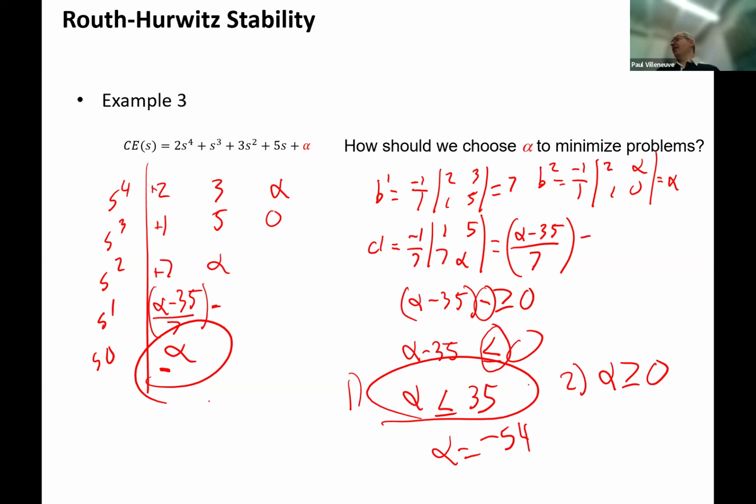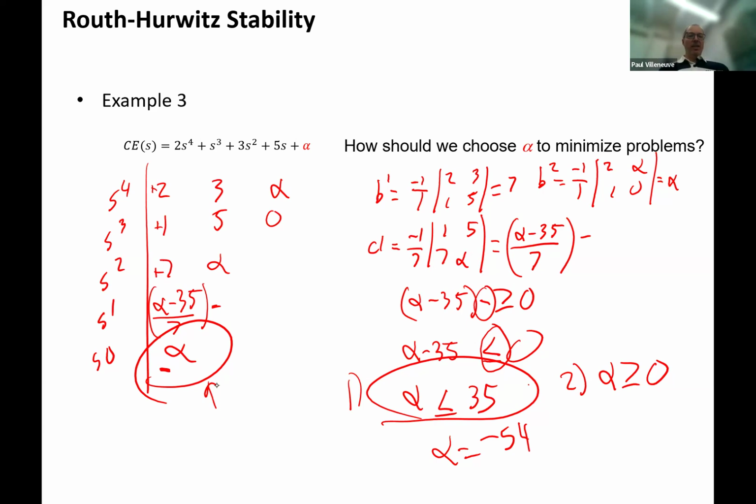Any sign change means a pole in the right-hand half plane. If we just made this one requirement, that alpha is less than or equal to 35, it means we have anything below 35, including all the negative numbers. But over here, a negative number means we have a sign change in that first column, which would not be allowed. So you can check it, right?